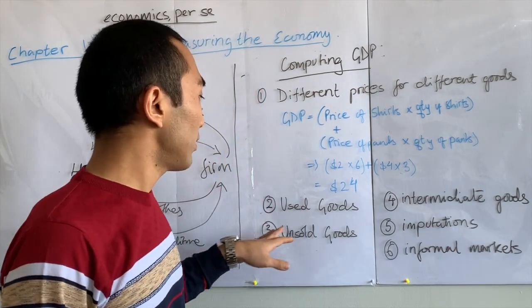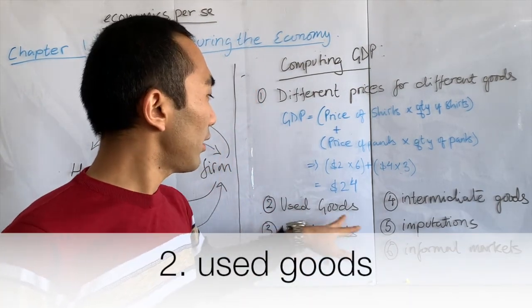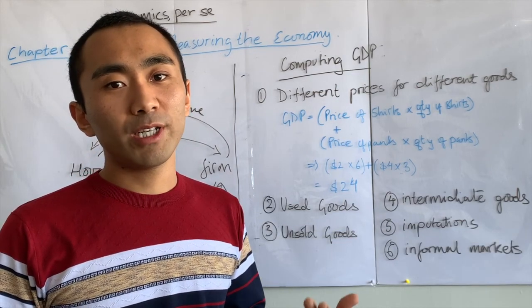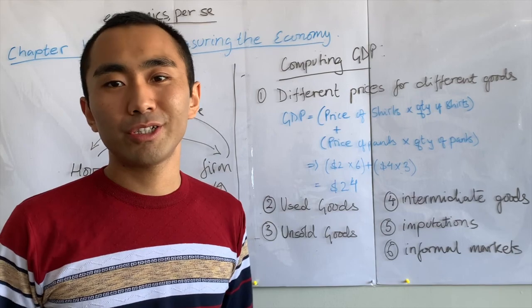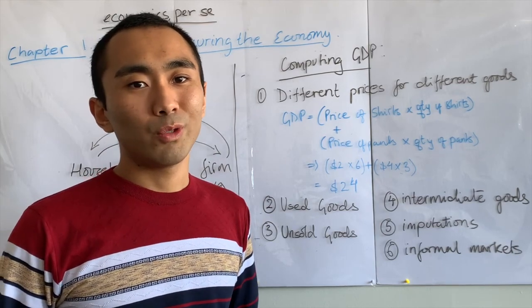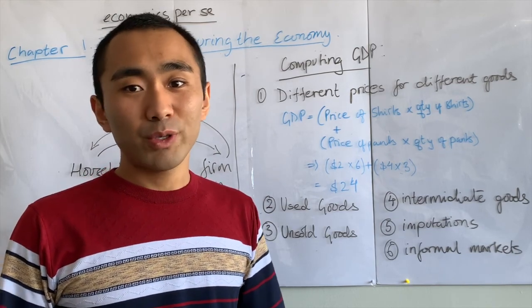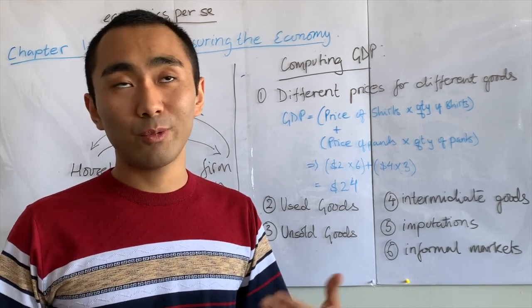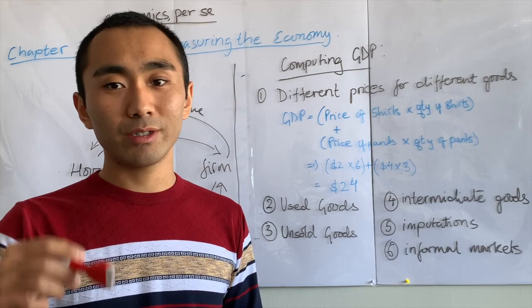The second rule is concerning used goods. What if you sold your old shirt to a cousin? Would that be part of the GDP? No, it wouldn't, because the value of that shirt was already added to the GDP when it was first sold to you.